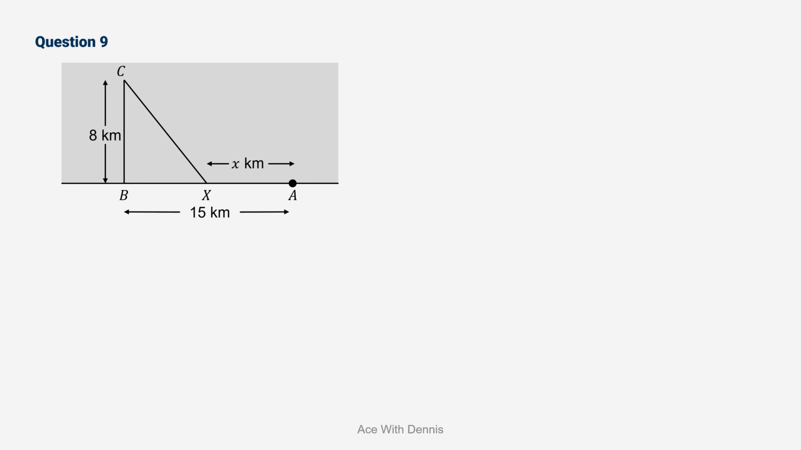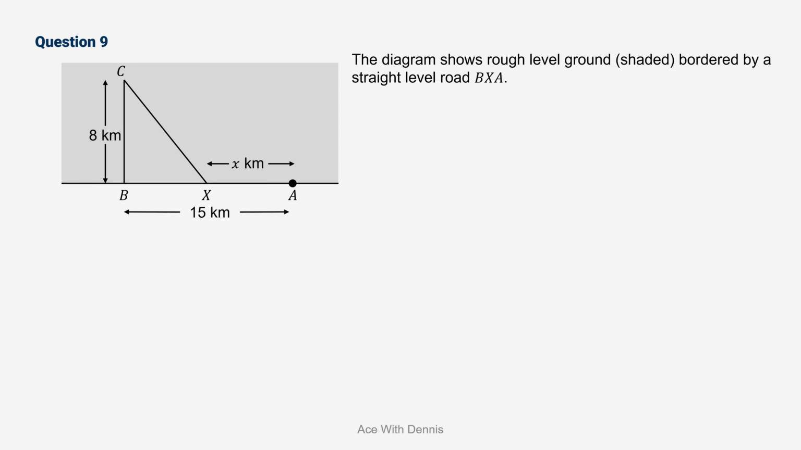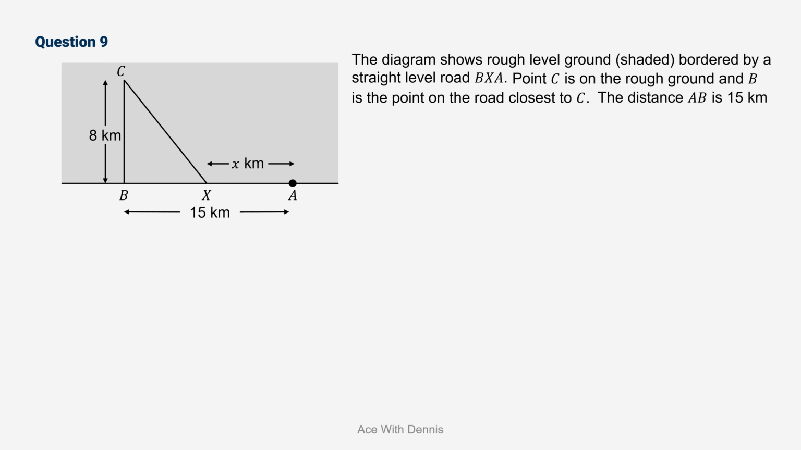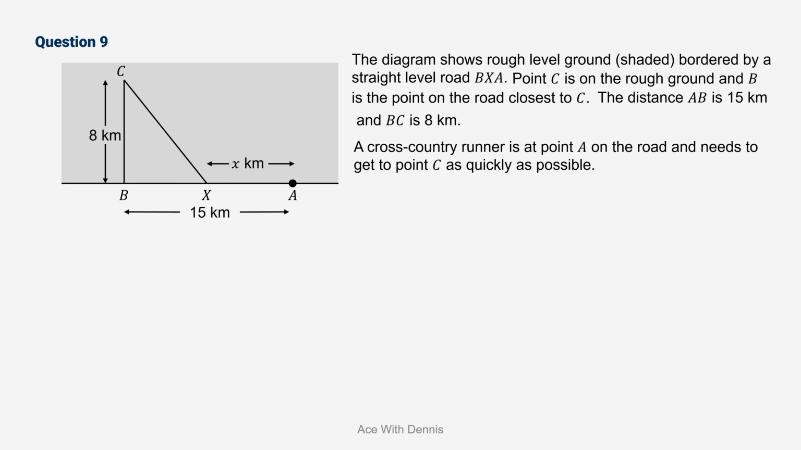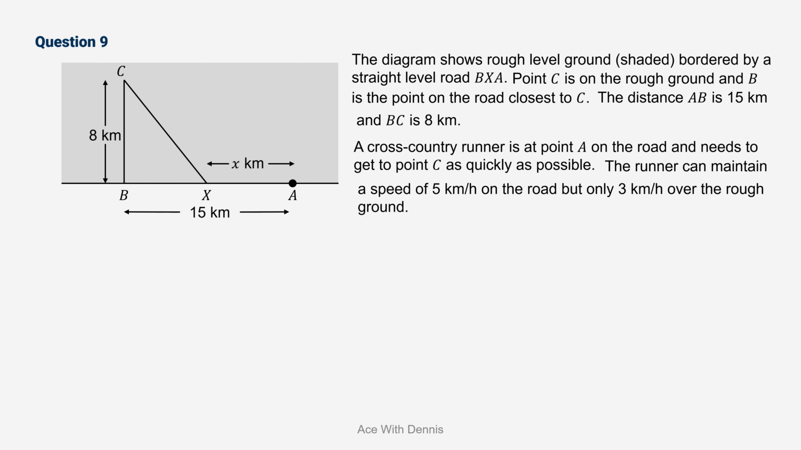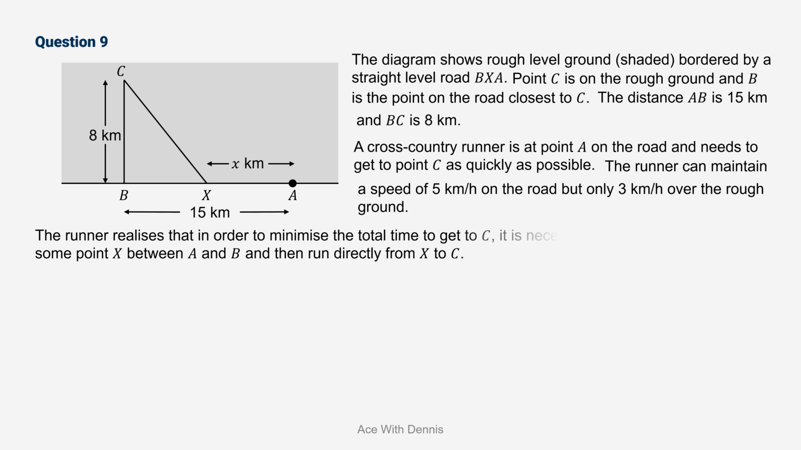Question 9. Given this diagram: the diagram shows rough level ground in the shaded region bordered by a straight level road BXA. Point C is on the rough ground and B is the point on the road closest to C. The distance AB is 15 kilometers and BC is 8 kilometers. A cross-country runner is at point A on the road and needs to get to point C as quickly as possible. The runner can maintain a speed of 5 km per hour on the road, but only 3 km per hour over the rough ground.